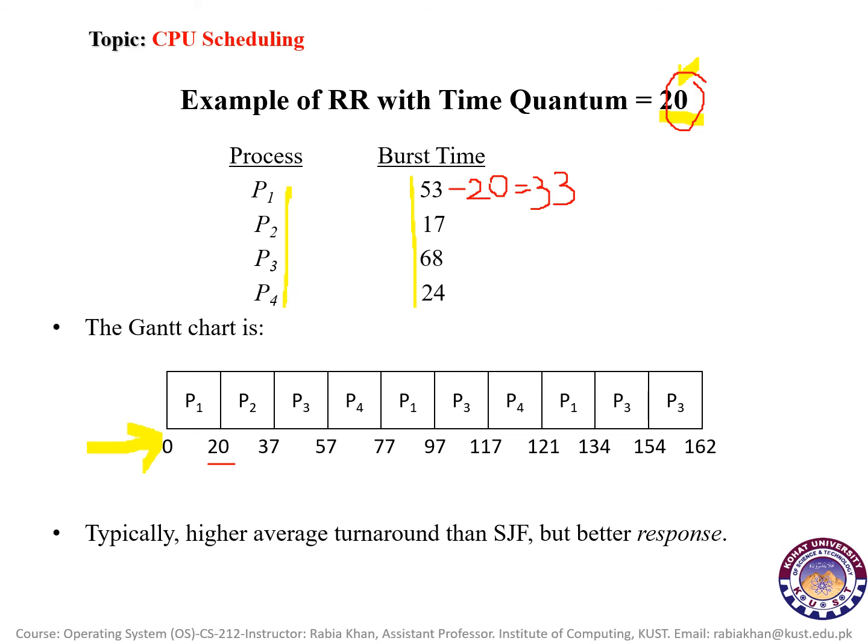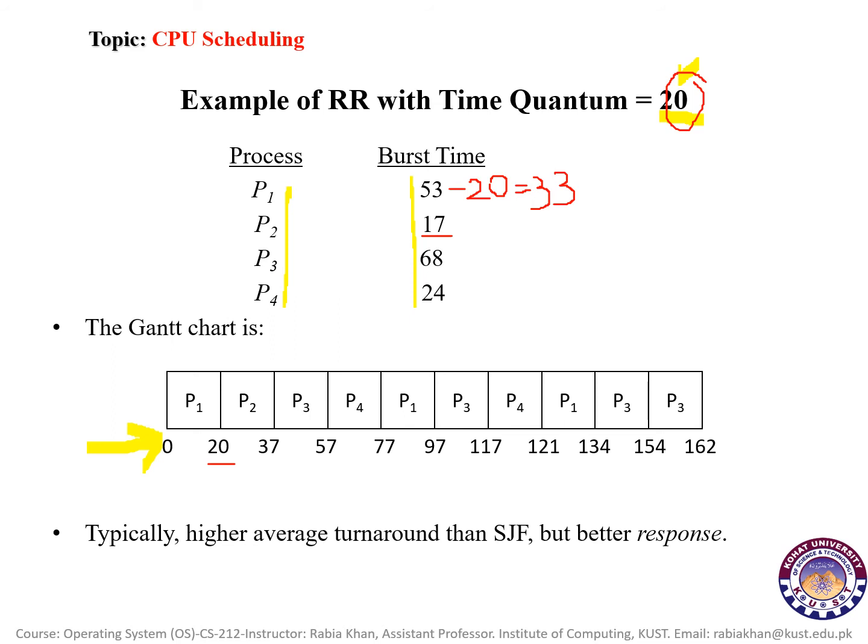Now it's P2's turn. P2 requires 17 milliseconds, but the quantum is bigger than its required time. So it is given 20 milliseconds, but it executes for only 17 milliseconds, and the 3 remaining milliseconds are returned to the operating system. The operating system then adds it to the pool of CPU time.